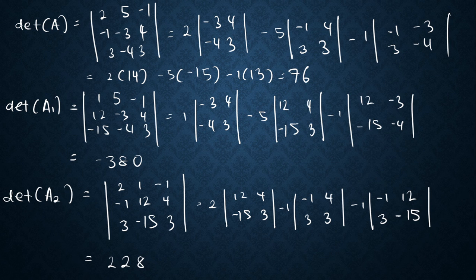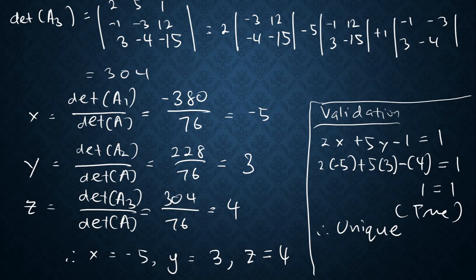I won't explain the next ones because it's literally the same algorithm. So the determinant of A1 is 380, determinant of A2 is 238, and determinant of A3 is 304. So X is the determinant of A1 divided by the determinant of A, Y is the determinant of A2 divided by the determinant of A, and Z is the determinant of A3 divided by the determinant of A.